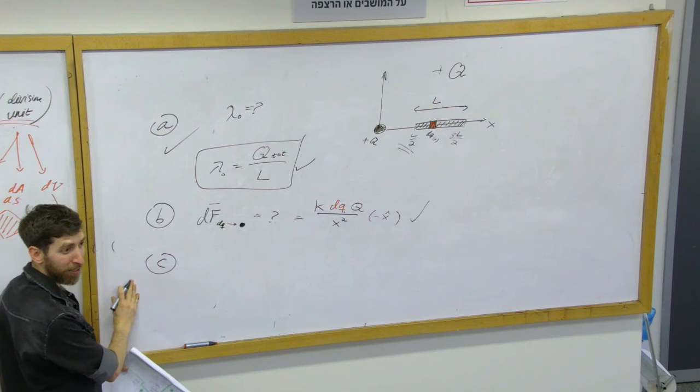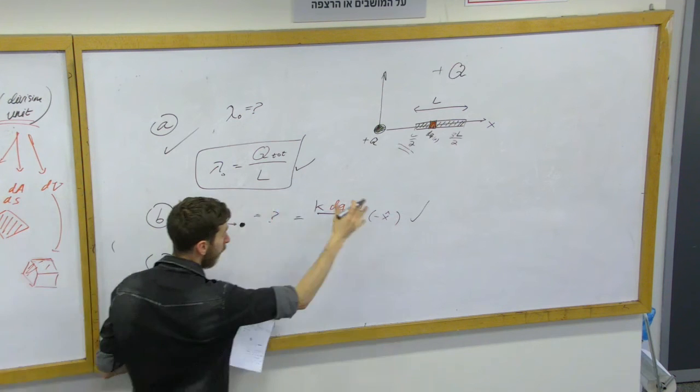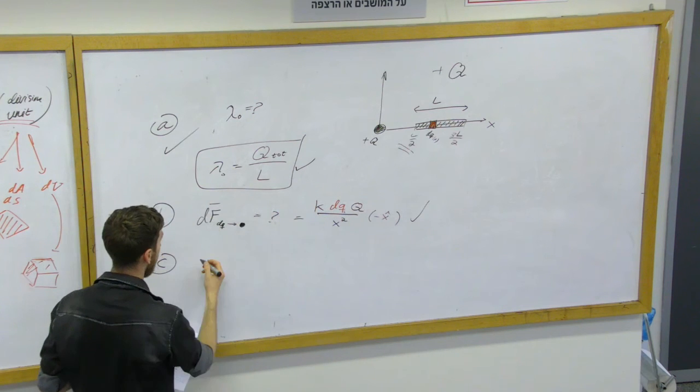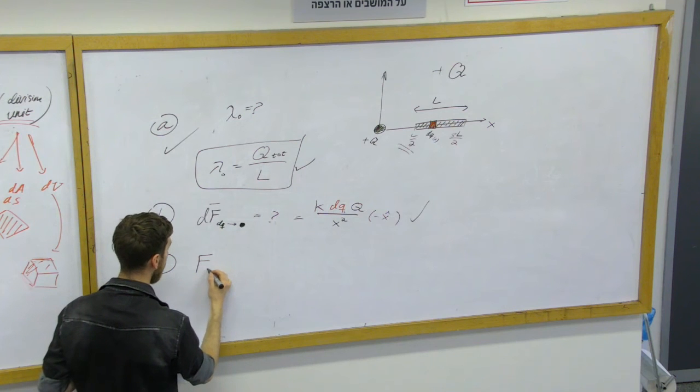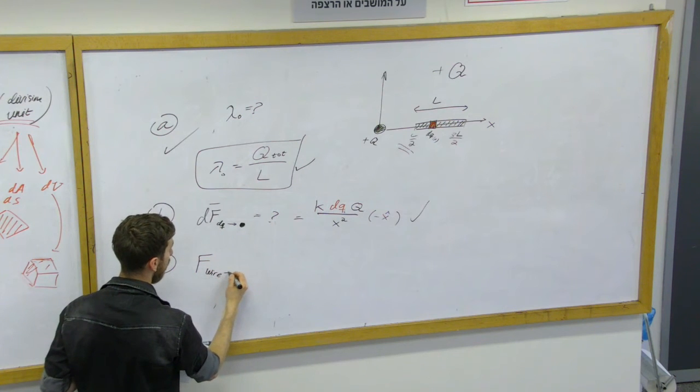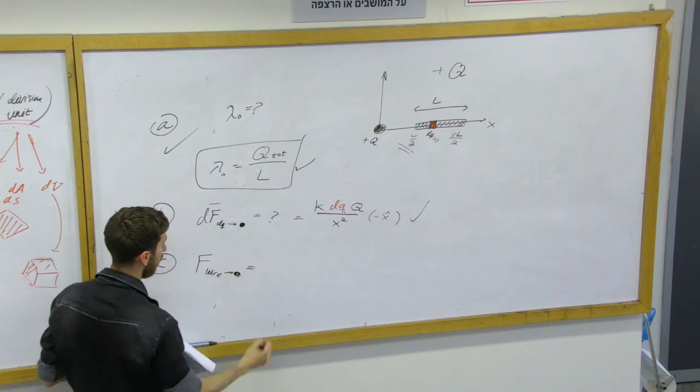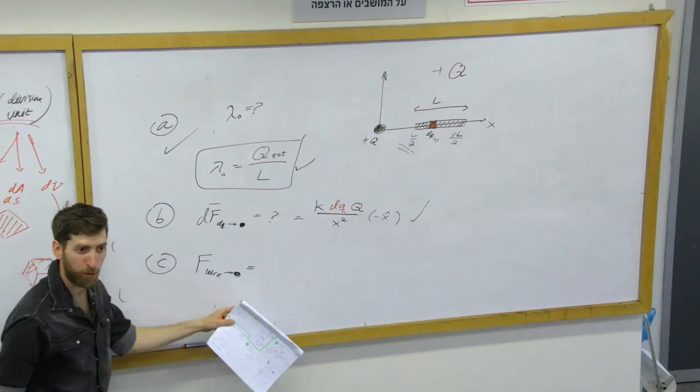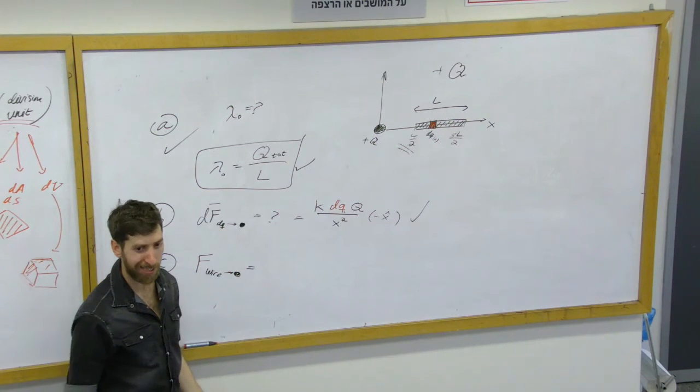What is the total force that the rope applies on the charge? What is F rope? Let's call it wire on this ball. So the whole is equal to the sum of its parts. It's the same.